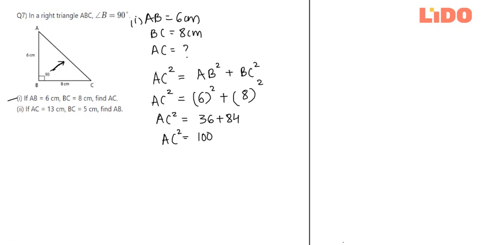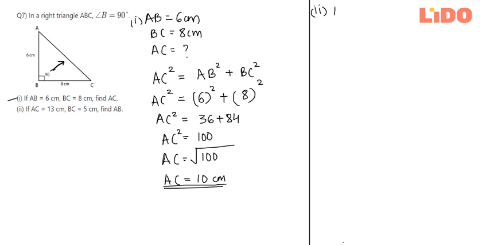Now to find out AC, I'll have to shift the exponent, that is the 2 or the square, to the other side of the equal to sign, and when you do that it becomes a square root. So that's square root of 100. Square root of 100 is 10, so AC would be 10. Very important, write down your units. If it's given to you, great. In this case it's given to us as centimeters, so we'll write down centimeters, or else just mention units.